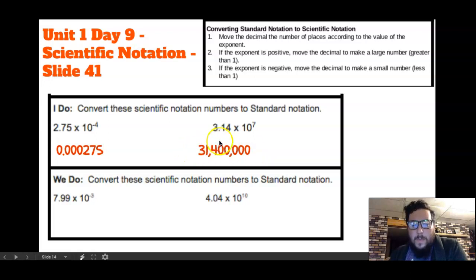And I moved it this way because this is a huge number. I knew the exponent was positive. I needed to make a big number. 31,400,000 is huge. So let's take a moment to pause the video and do these two we-dos.